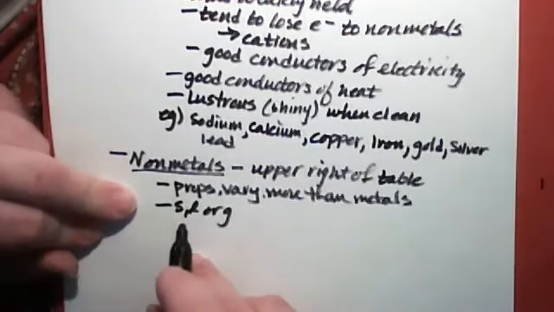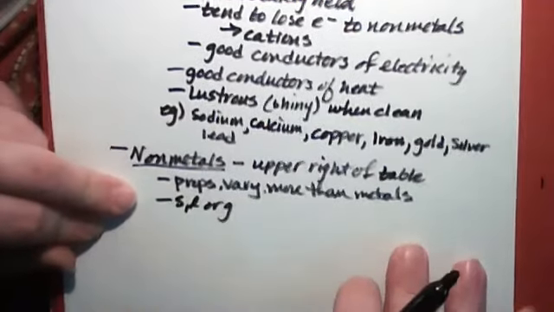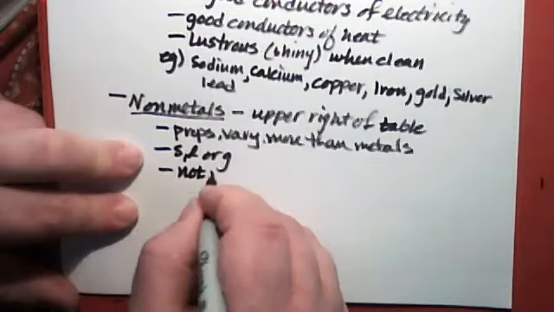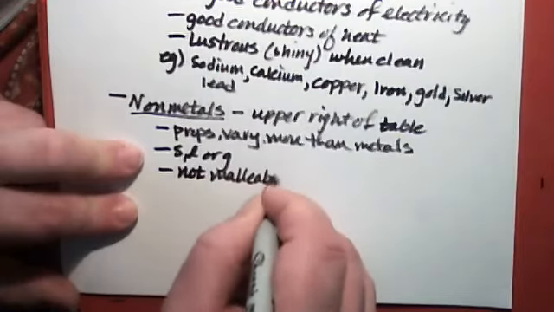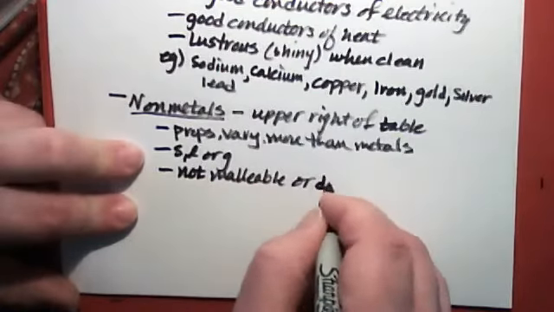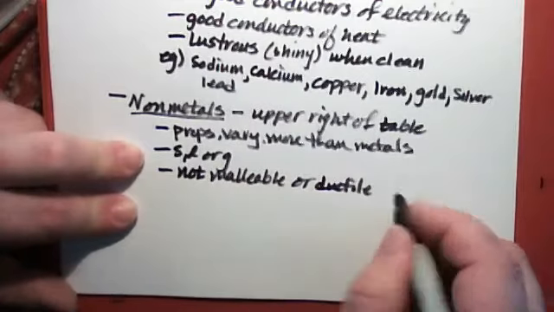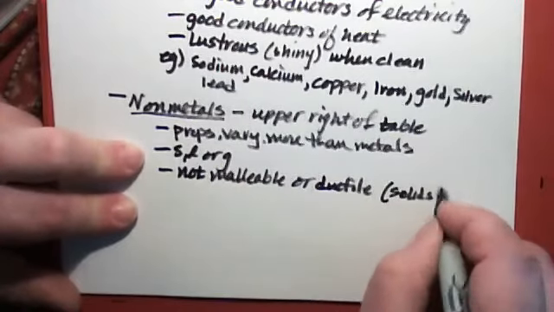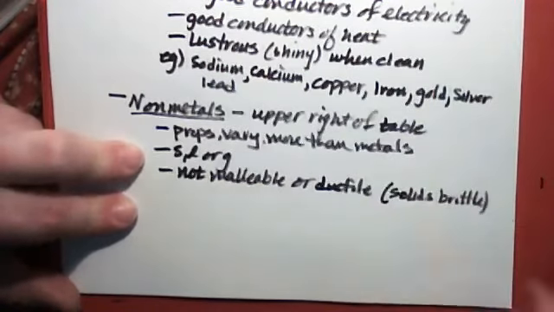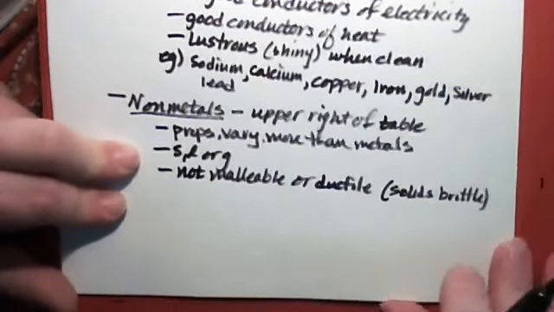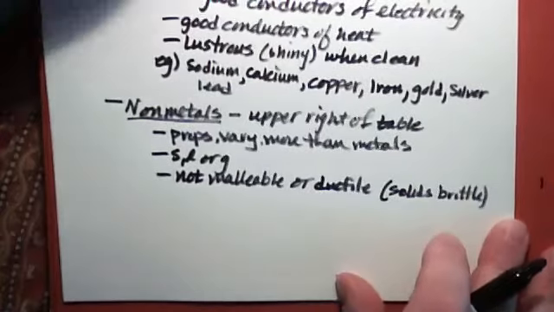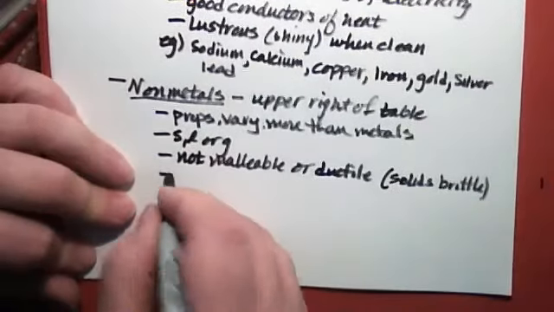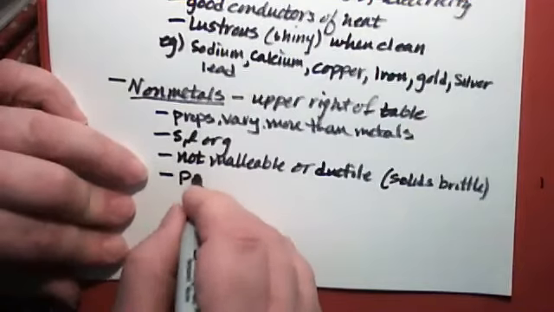And also, nonmetals can be solid, liquid, or gas at room temperature. And they're not malleable or ductile. And that's because the solids are brittle, like I mentioned about graphite, very brittle. They're generally poor conductors of heat and electricity.